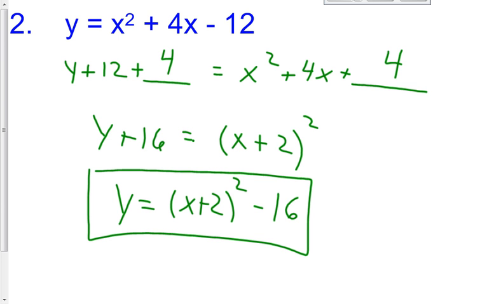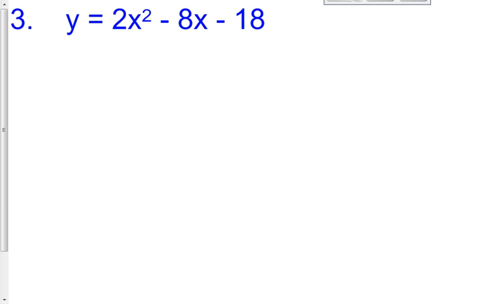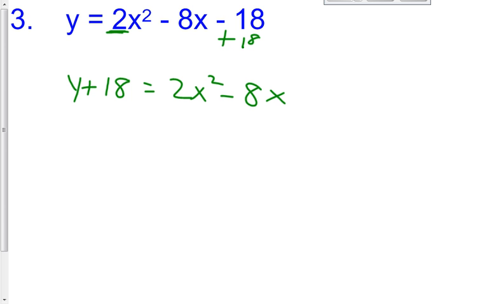Problem number 3 and problem number 4, very similar. The only difference is that we have a number other than 1 in front of our x squared. So we're going to review what we have to do with that. First things first, let's add 18. So y plus 18 equals 2x squared minus 8x. Now when we complete the square, we can't have this 2 here. So we have to factor it out in front. We need a 1 there.